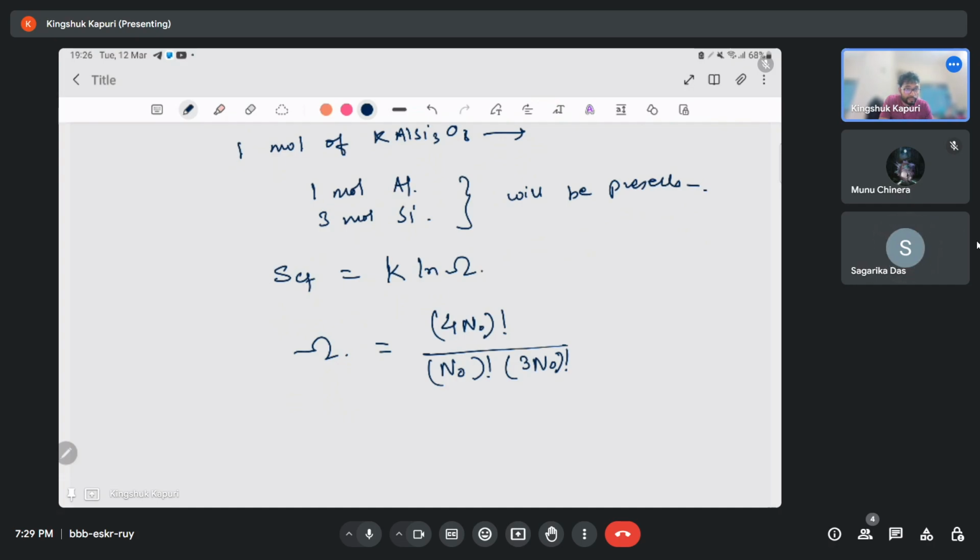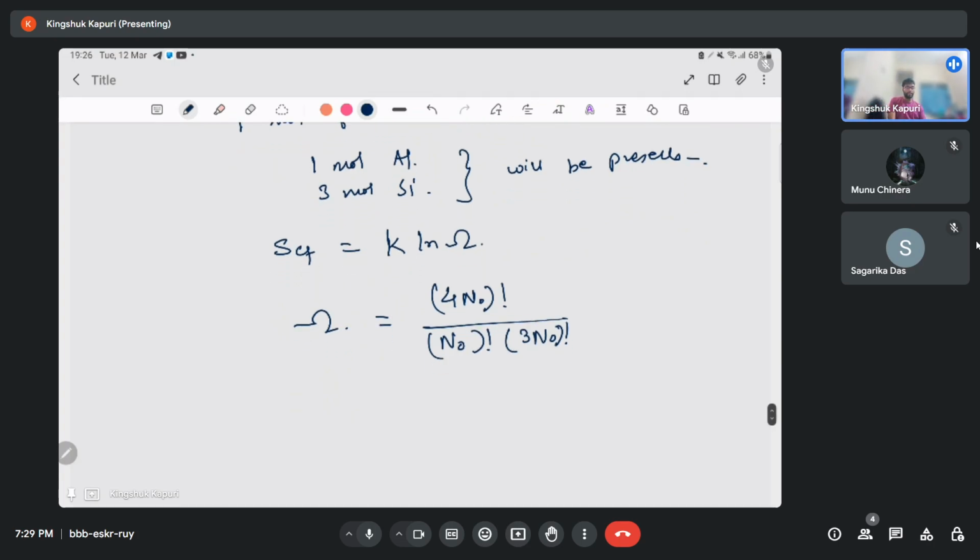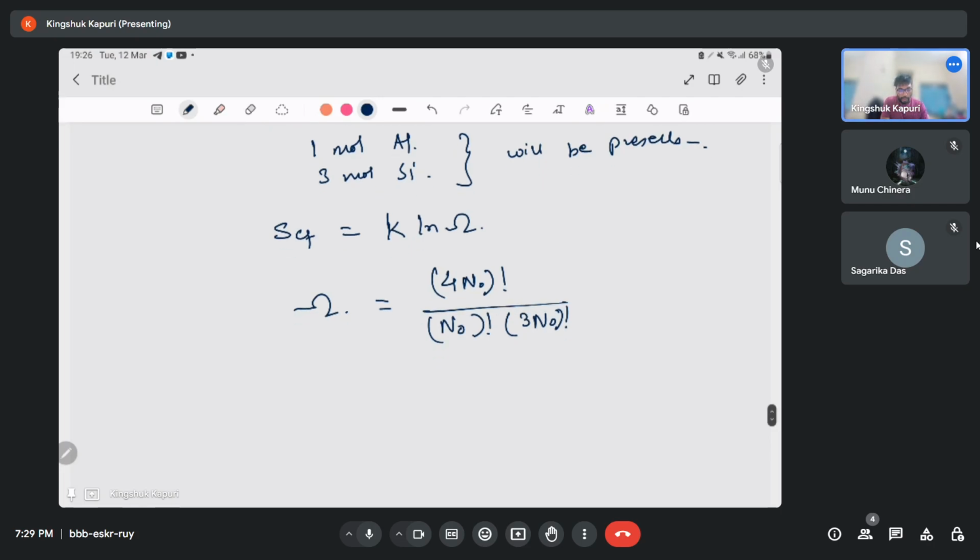Okay, I will tell you the reason. Let me show this calculation for the configurational entropy. It's a very interesting question. You will just get to know why it is not fixed. So look, this is the process of combination.